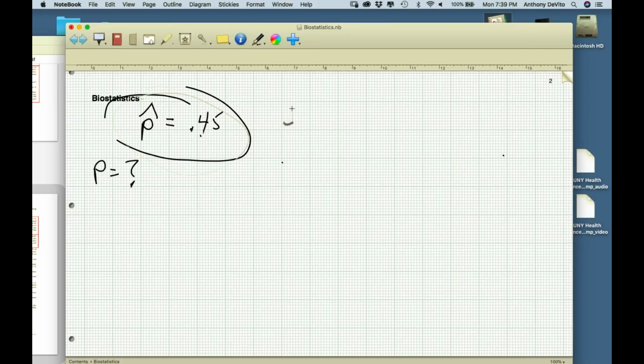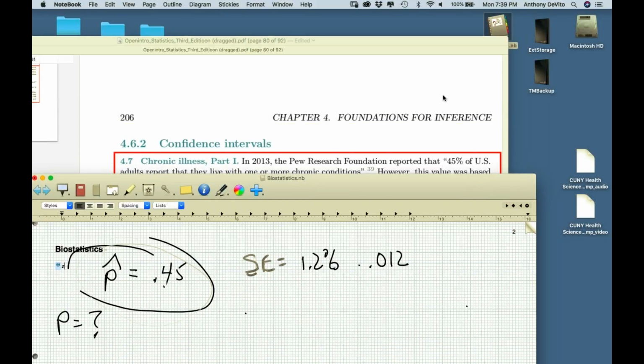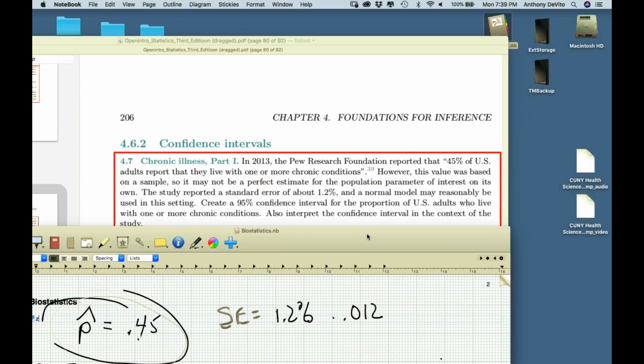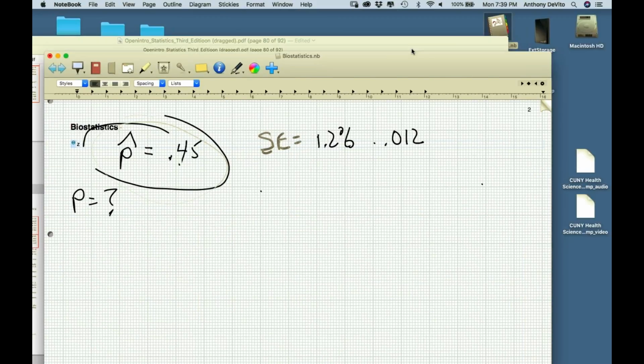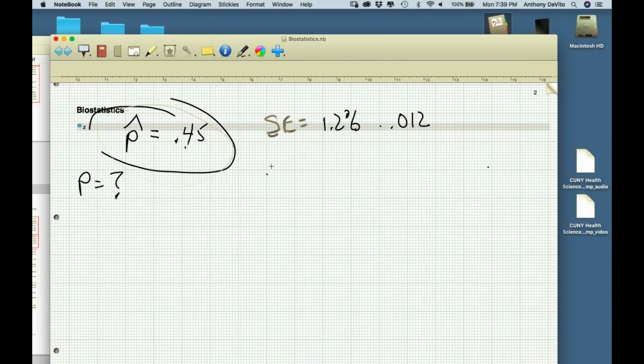But they did tell us that the standard error for this sample is equal to 1.2%, or in other words, 0.012. Did I get that right? Yep, 1.2%. So how can we calculate an interval of confidence for this 95% confidence interval? Well, the confidence interval is going to be equal to our point estimate, whether it's x-bar or p-hat, it's going to be either one of them, plus or minus, and for a 95% confidence interval, it's going to be plus or minus 1.96 times our standard error.